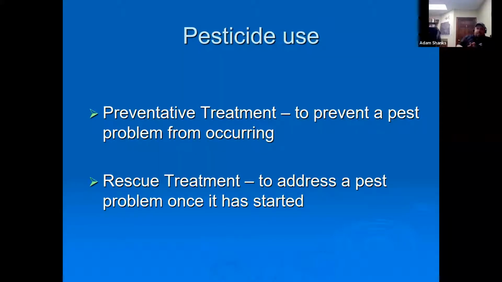So pesticides can be used two different ways. There's preventive treatment, which will prevent a pest problem from occurring. So you put this down ahead of time before there's a problem to prevent the problem from happening. Or there's a rescue treatment, which is the problem has already occurred, the pest is there, now we have to eradicate it.